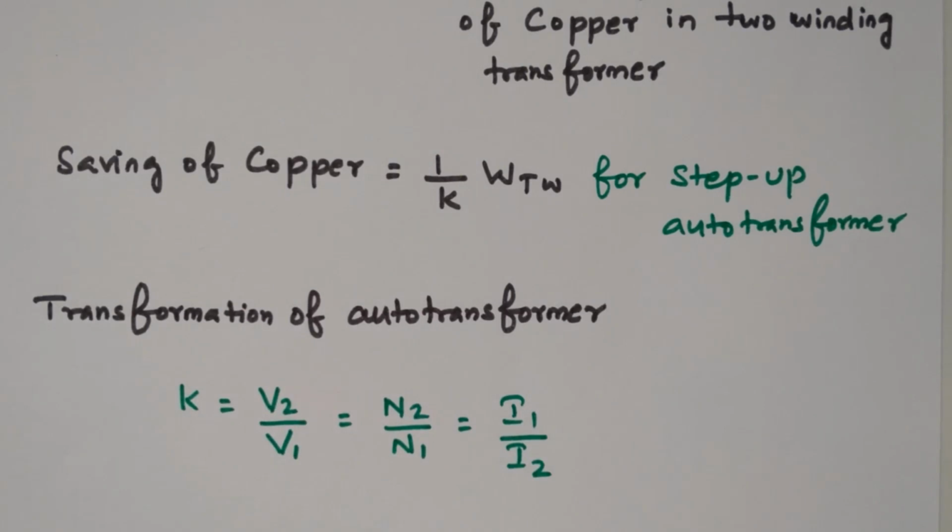So in this video we discussed the equation of copper saving for an auto transformer and compared it with the two winding transformer. We got the expression that the copper saving is K times that of a two winding transformer for a step down transformer. For a step up transformer, it is 1 divided by K times.